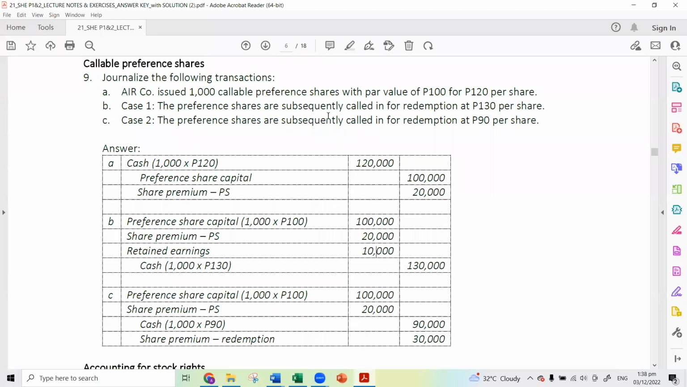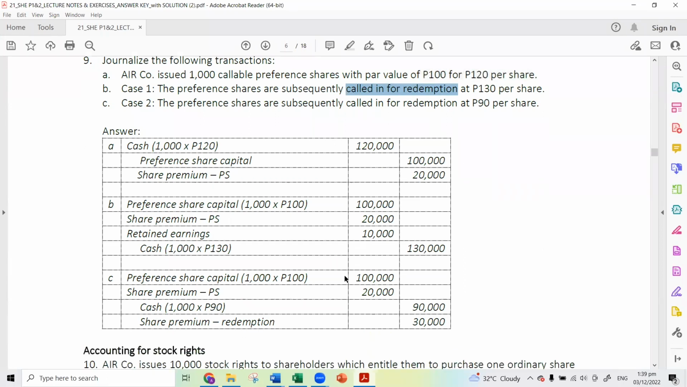So, ito kasi dito siya nag-call eh. Ito yan, no? Called in. So, here, if, again, no? The share capital and the share premium arising from the original issuance are derecognized when the shares are called in for redemption. Okay? And if the redemption price exceeds the original issue price, the excess is debited to retained earnings.